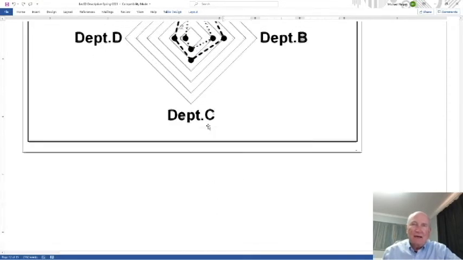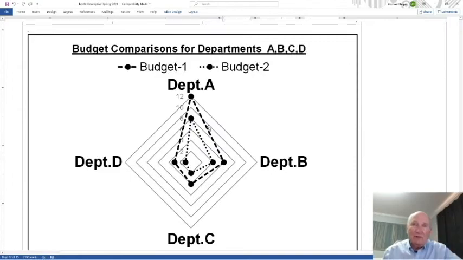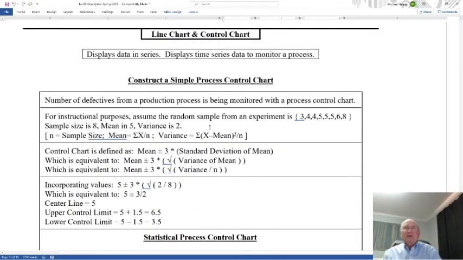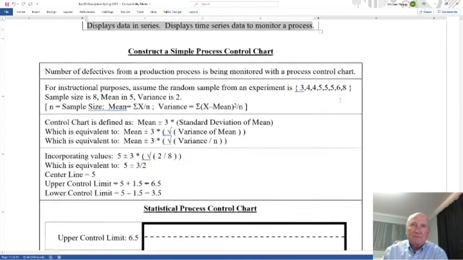Okay. Again, this is introducing it. We're not going into too much depth because we have a couple more to do. Line chart and a control chart. A line chart displays the data in the series, displays time series data, to monitor a process. Now, this is constructing a simple process control chart.